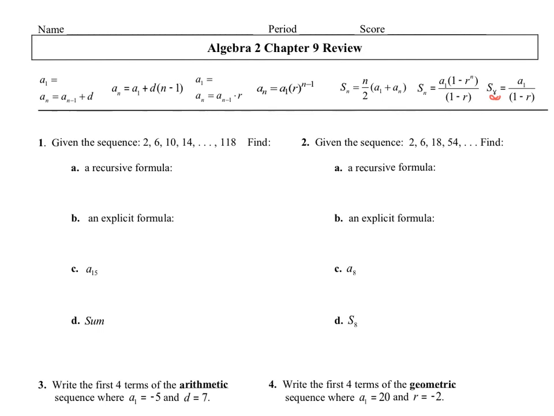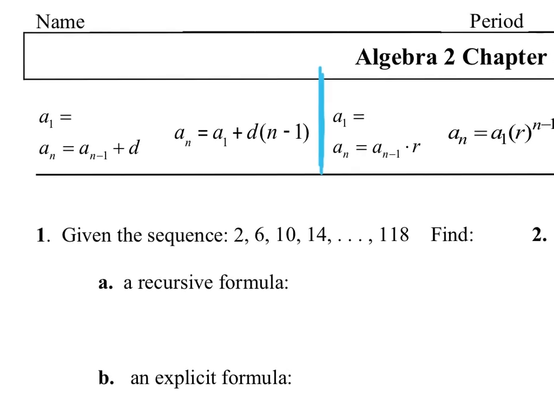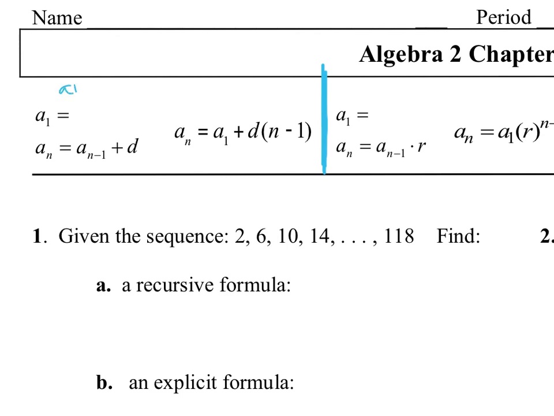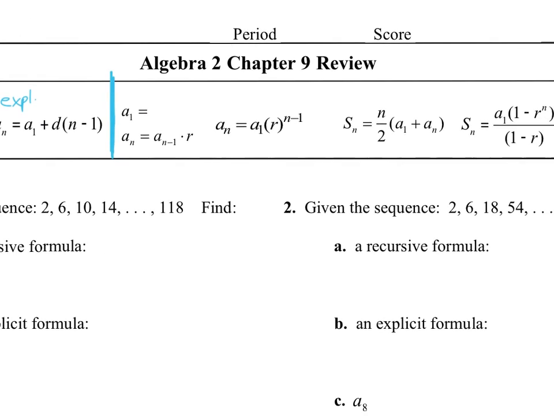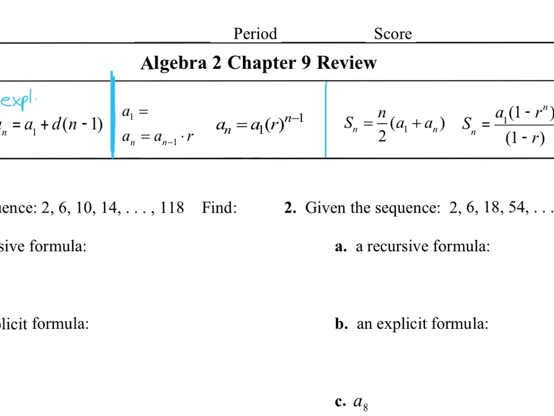So a couple things I want to point out. If you look at these formulas, if we put a little break right here, notice these are all arithmetic formulas. This is recursive. This is explicit. Okay. Then this next little batch of formulas are geometric. Remember, whenever they have an R in them, that's geometric. This one is recursive. This one is explicit.